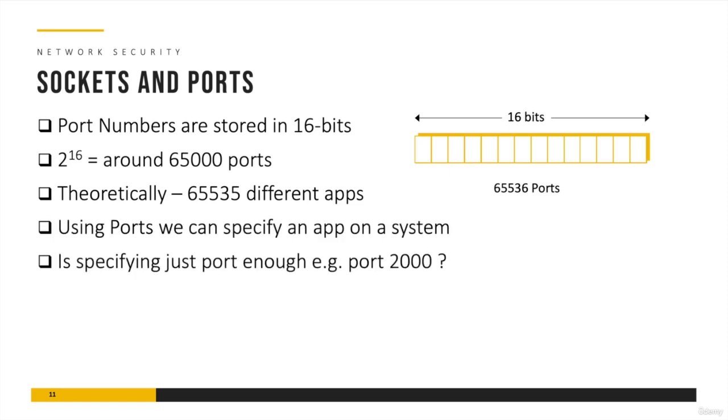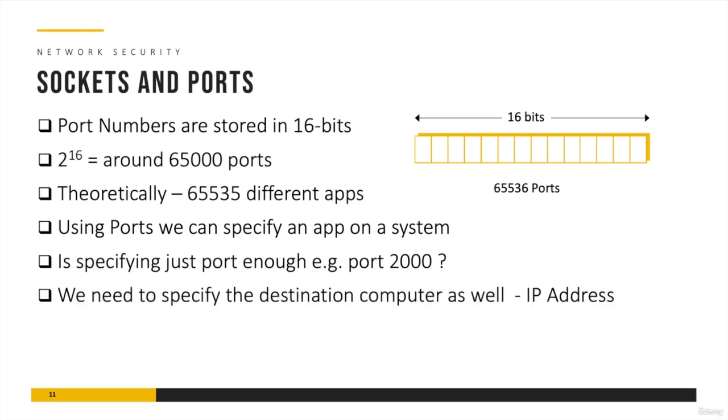So another question is that, say, if we know the port of an application, is that enough? For example, if we say that we want to go to a Skype running on port 2000, is that enough? Certainly not. We absolutely need the IP address as well, because we don't know the computer where to go. So it's only when you combine the IP address and the port, which basically translates to a socket, only then can you deliver your data to the actual application running on a particular system.